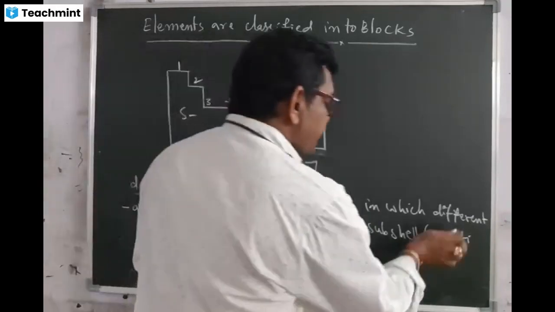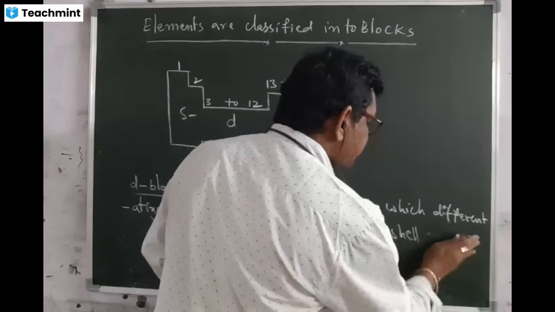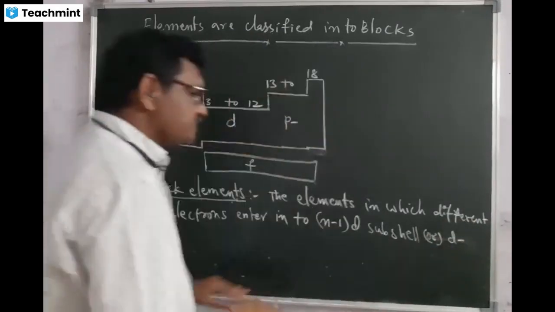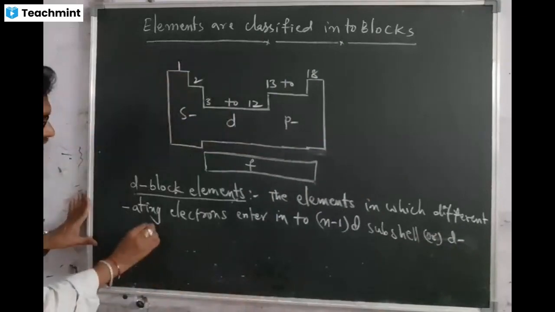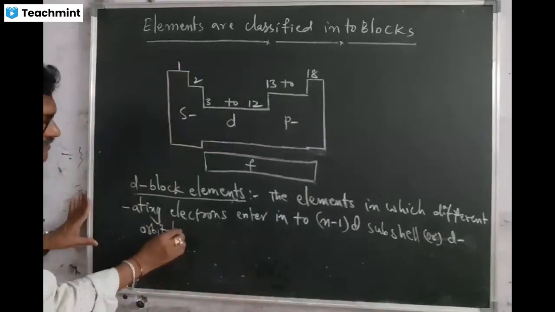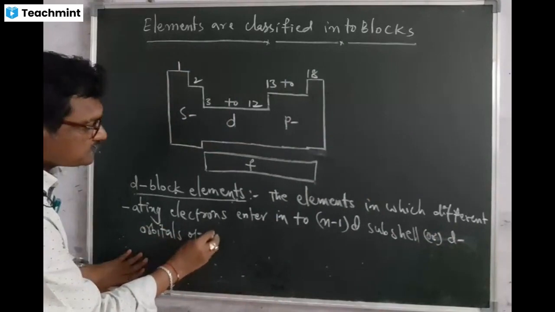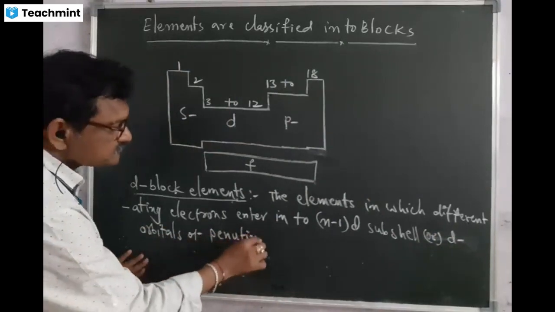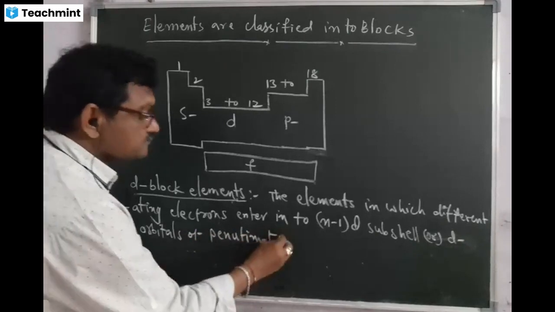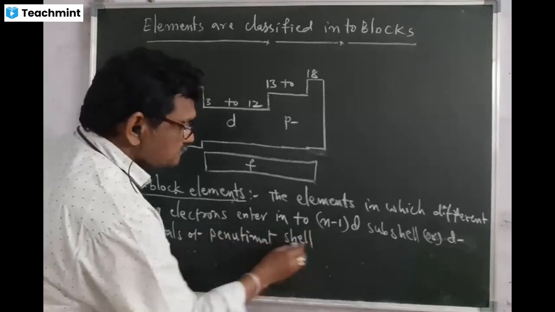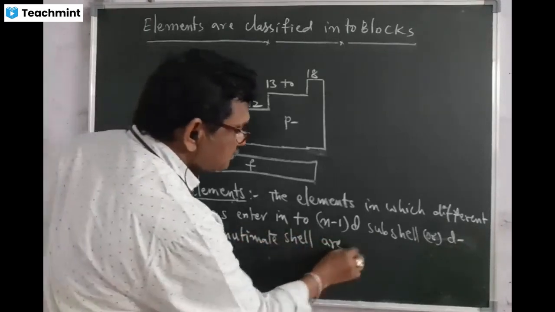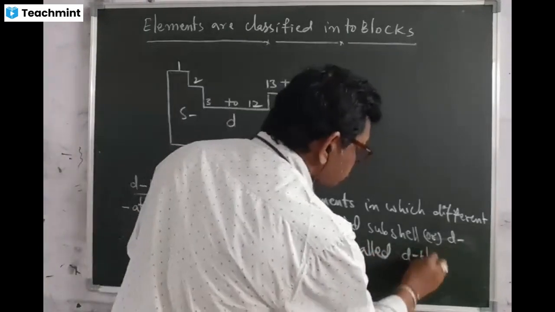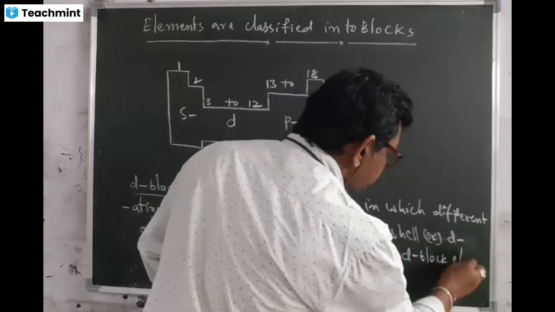Elements in which the differentiating electron enters into the (n minus 1) d subshell, or the d orbitals of the penultimate shell, are called D block elements.